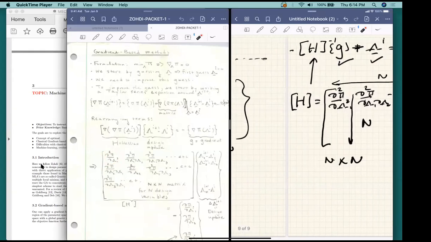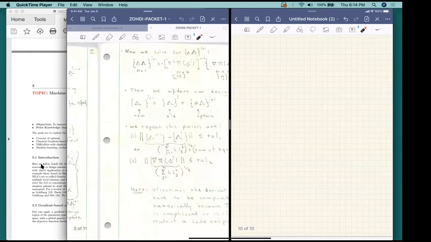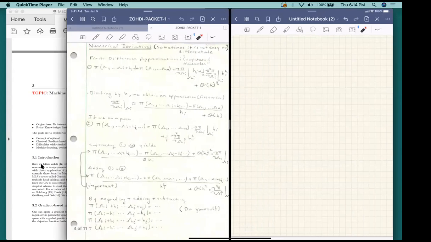Well, second derivatives are not that simple either. So I gave you a little bit of background on how to do numerical derivatives here in the notes, but let's take a look at what they look like. A typical second derivative looks like this.